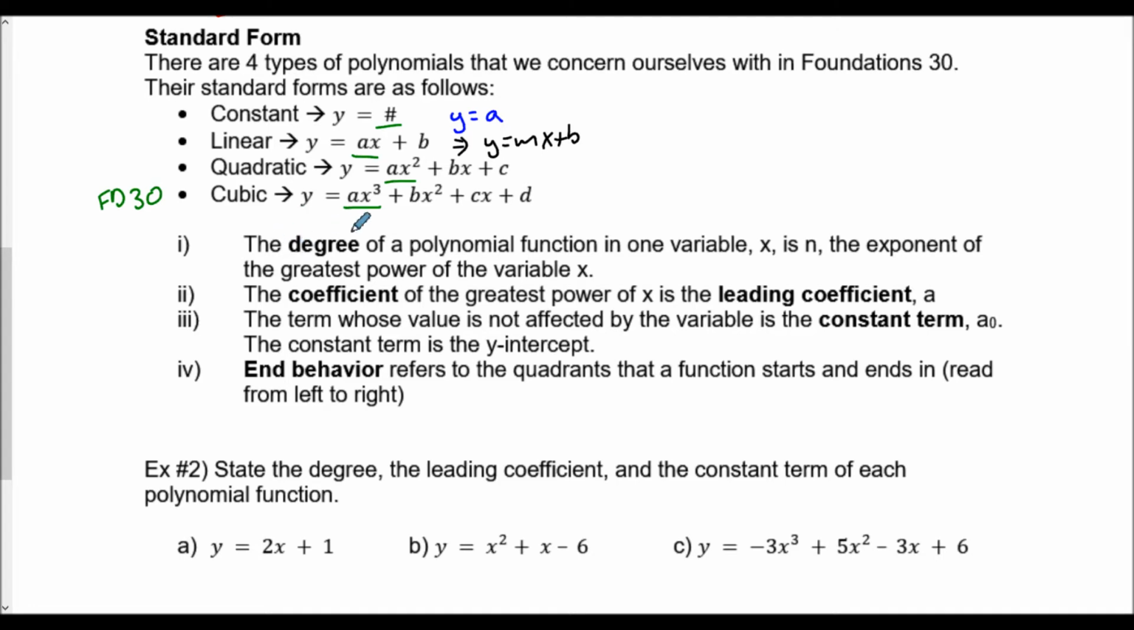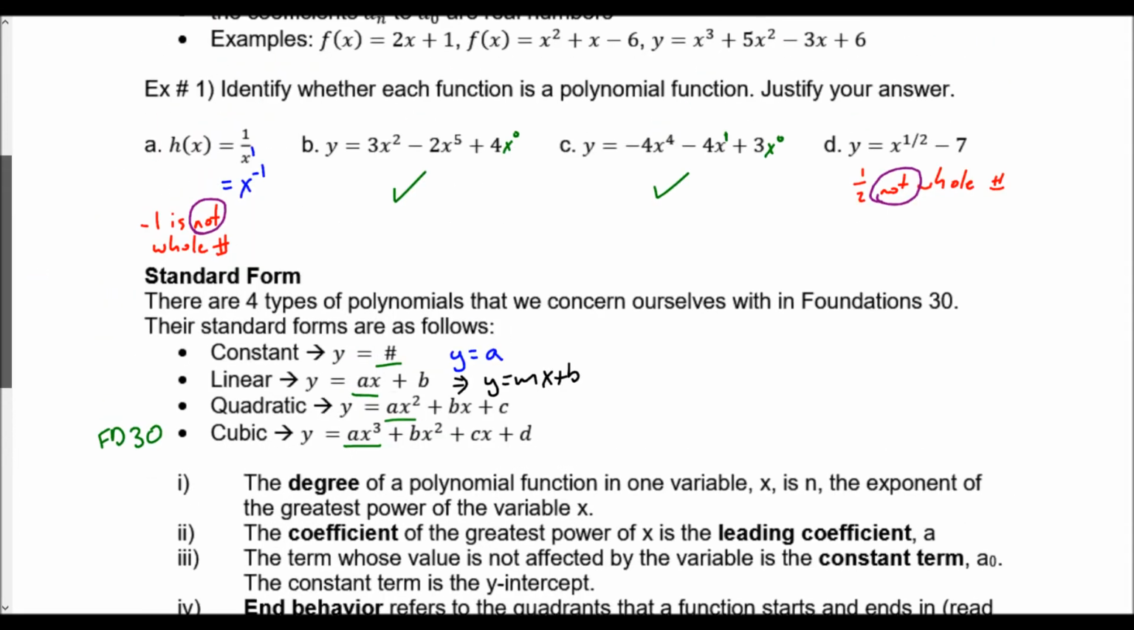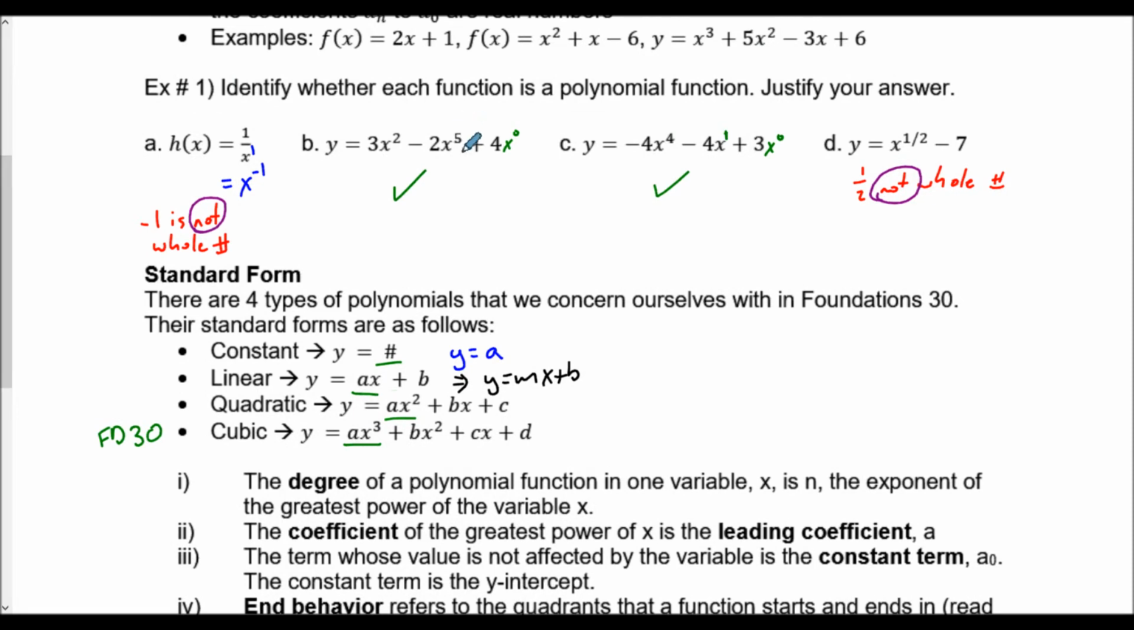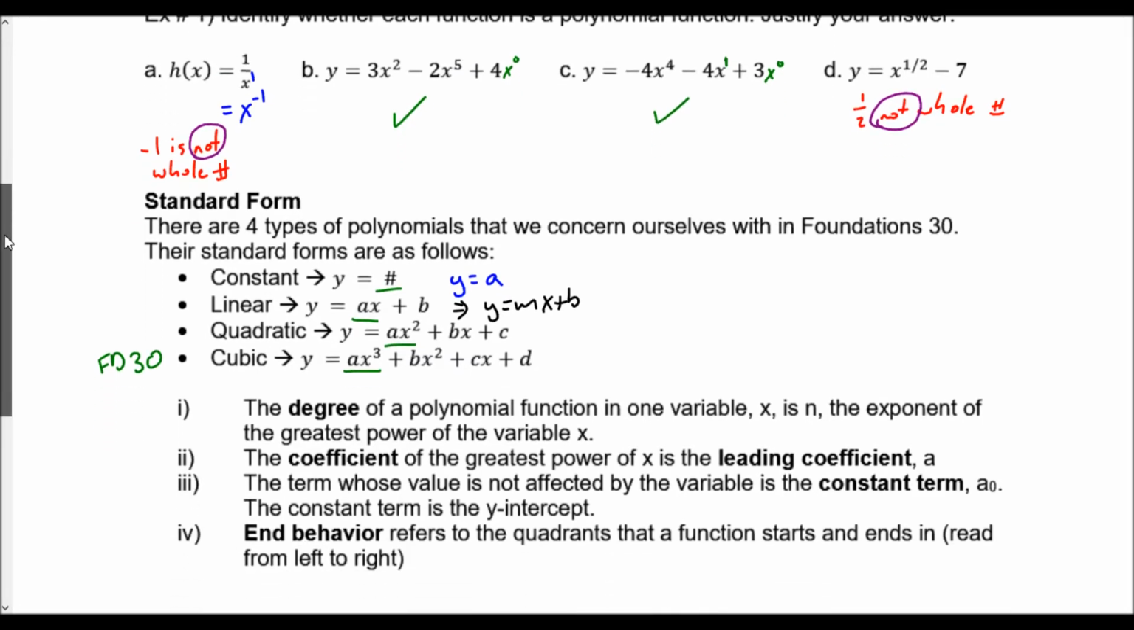So the first one is the degree. The degree of the polynomial function in one variable x is n. It is the exponent of the greatest power of the variable x. So the degree in a cubic is just basically our highest exponent. If we go back out here, our highest exponent here is a 5. Now, of course, that one is higher than what we do in Foundations 30, but me being able to say that, yes, our degree is 5 is not a stretch for a grade 12 level course.